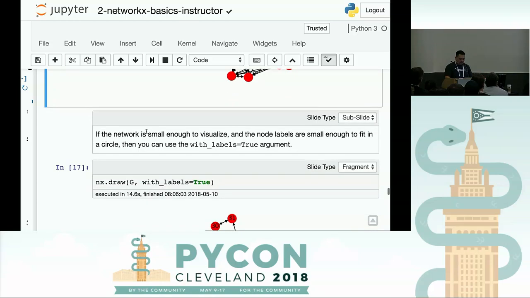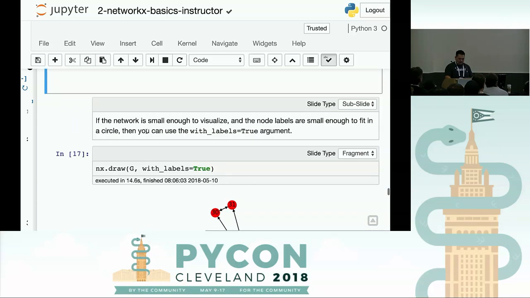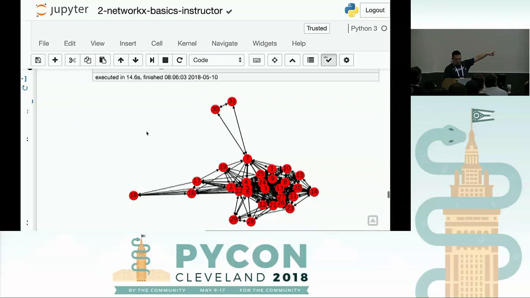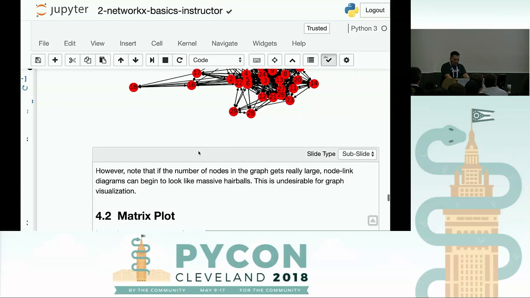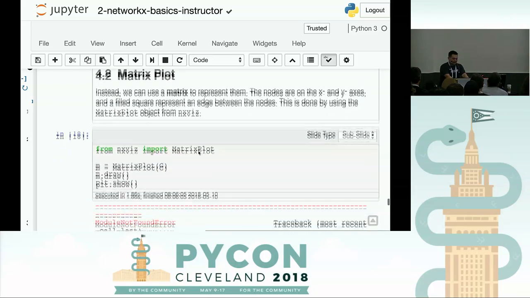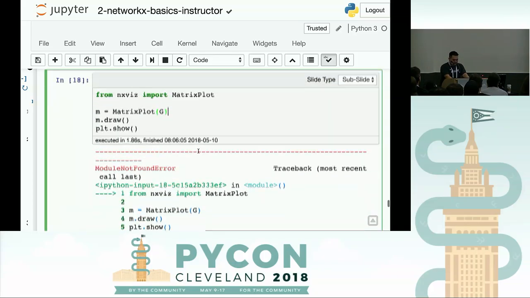Instead, I want to recommend that you try something else. So, you can also draw with labels, right? Draw with labels if you need. Again, if the network is small, go ahead, use the plain vanilla drawing stuff in NetworkX. But if the networks are big, I'd recommend something else.